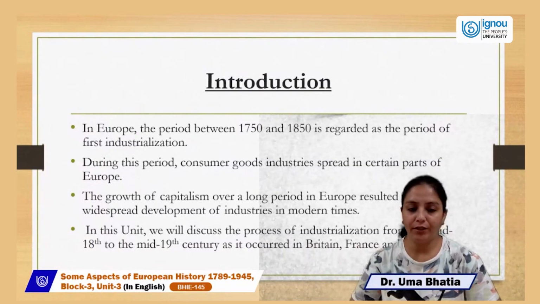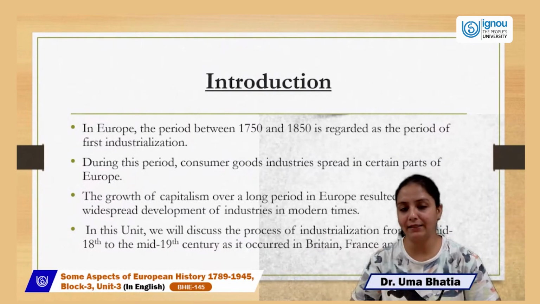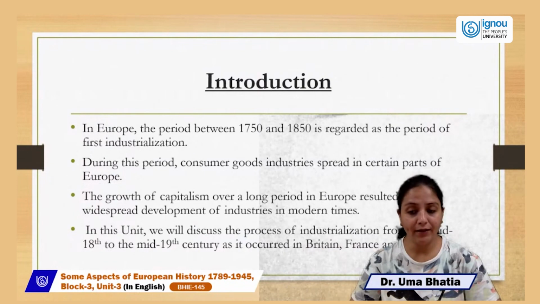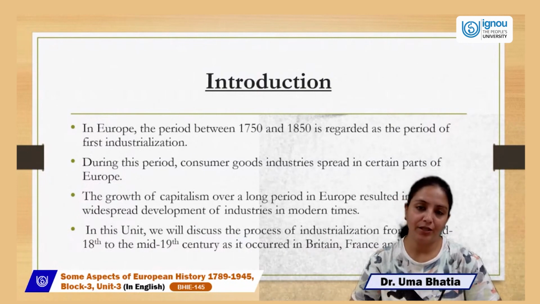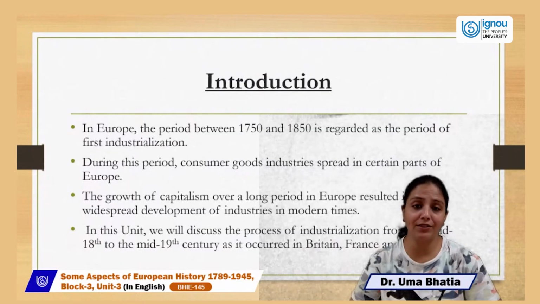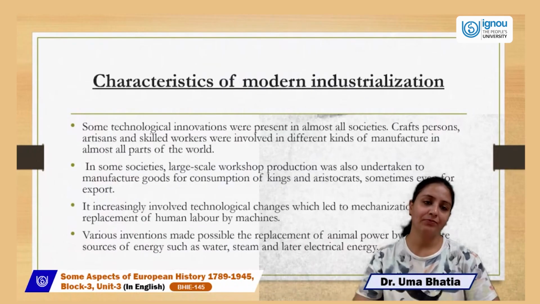In this unit, we will discuss the process of industrialization from the mid 18th to the mid 19th century as it occurred in Britain, France, and Germany. Why it occurred in Britain, France, and Germany, the causes, the reasons, and the impact of industrialization we will cover in Unit 7 and 8.